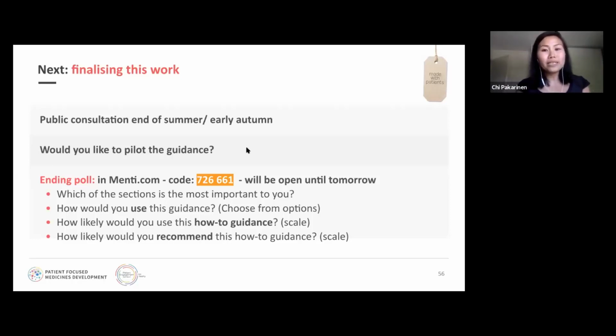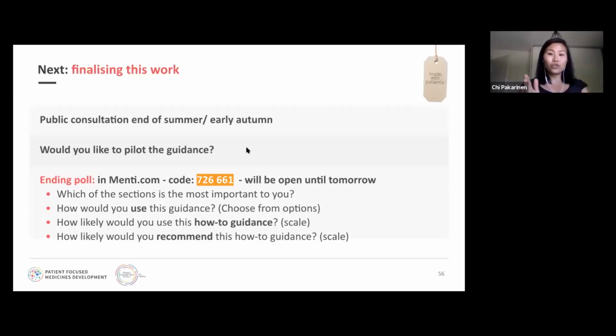Would you like to pilot the guidance? We are looking for projects who would like to test it out in a structured way. So we will follow you in seeing how you're implementing the guidance. How would you use it? What is your feedback? And we will follow through your projects once the guidance is out. Let us know. In the end, I'm going to put up a slide with an email address. Send us an email, tell us what you thought of the session, tell us if you would like to pilot the guidance, and so on.